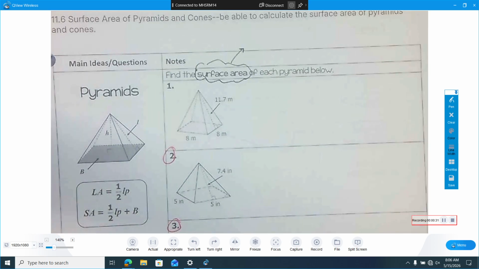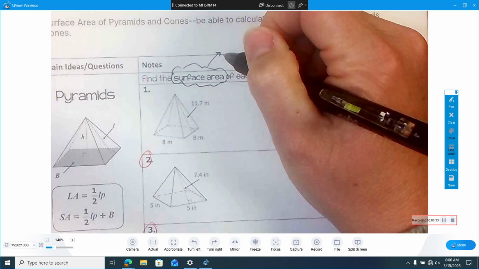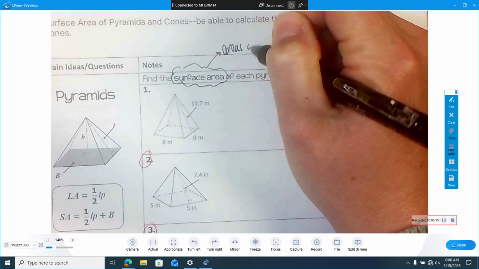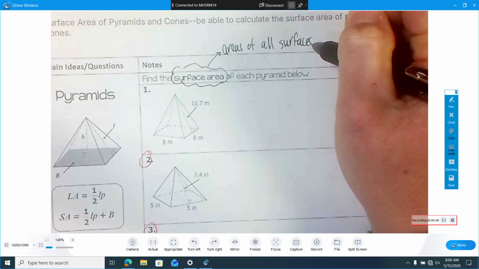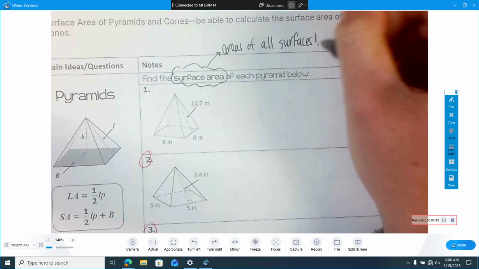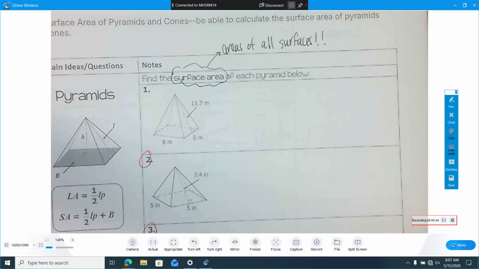It's the areas of all the surfaces. Add it up. And so you have to think about all the different sides of the shape and how it's formed. But if you can think that way, then it's pretty good.